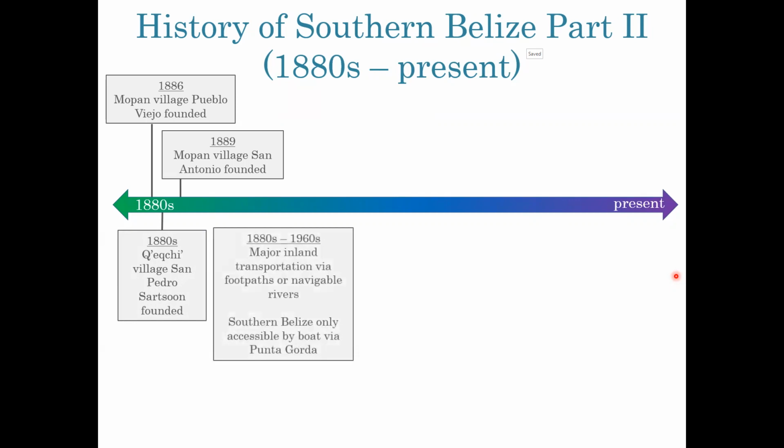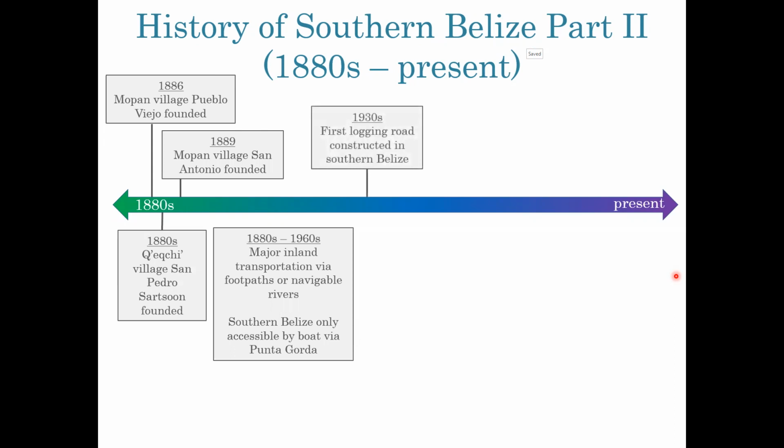I note that between the 1880s and 1960s, there were major inland transportation routes, but these were primarily just footpaths and navigable rivers. There were no major roads in the region at the time, and southern Belize in general was only accessible via boat going from Belize City or other communities further north down into Punta Gorda, and then having to move inland from there via rivers or via footpaths.